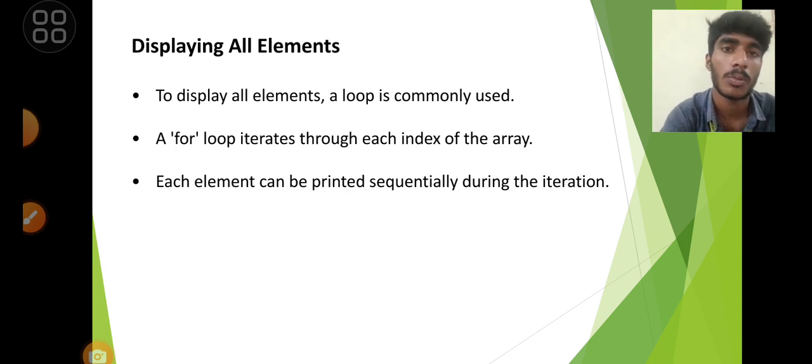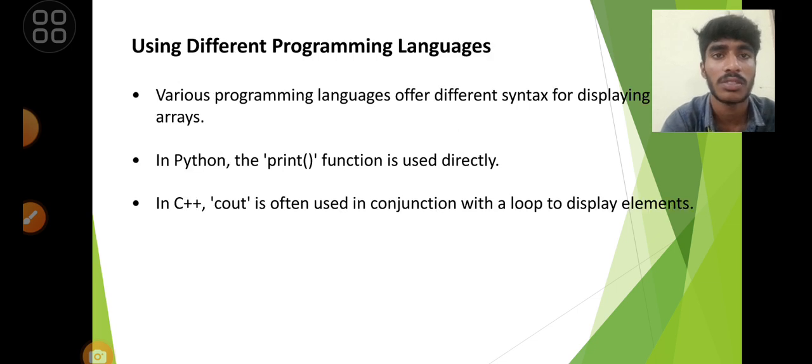Now we'll talk about displaying all elements. To display all elements, a loop is commonly used. A loop statement is commonly used for all elements. A for loop iterates through each index of the array. Each element can be printed sequentially during the iteration.